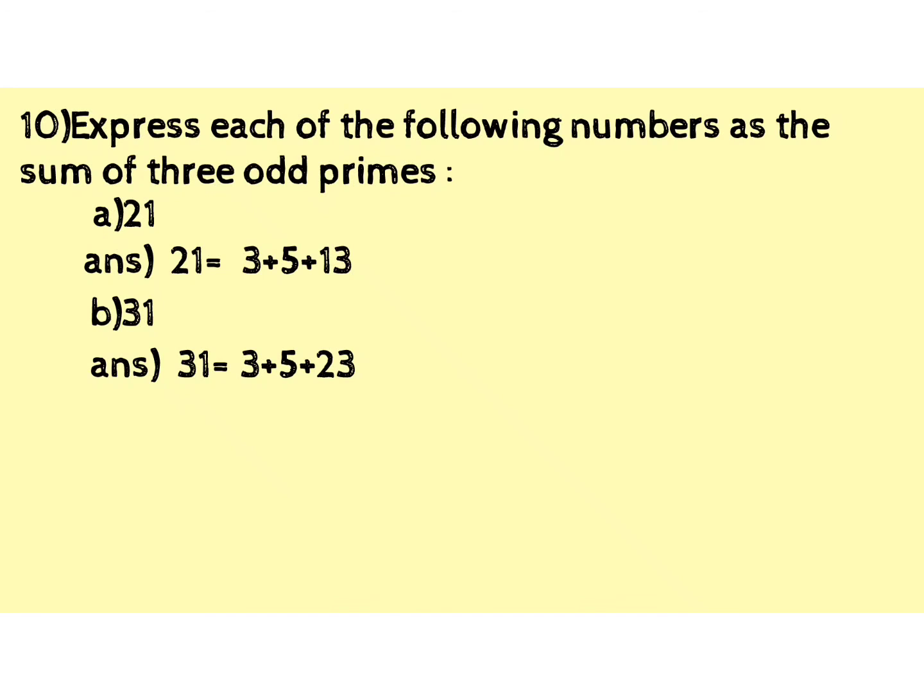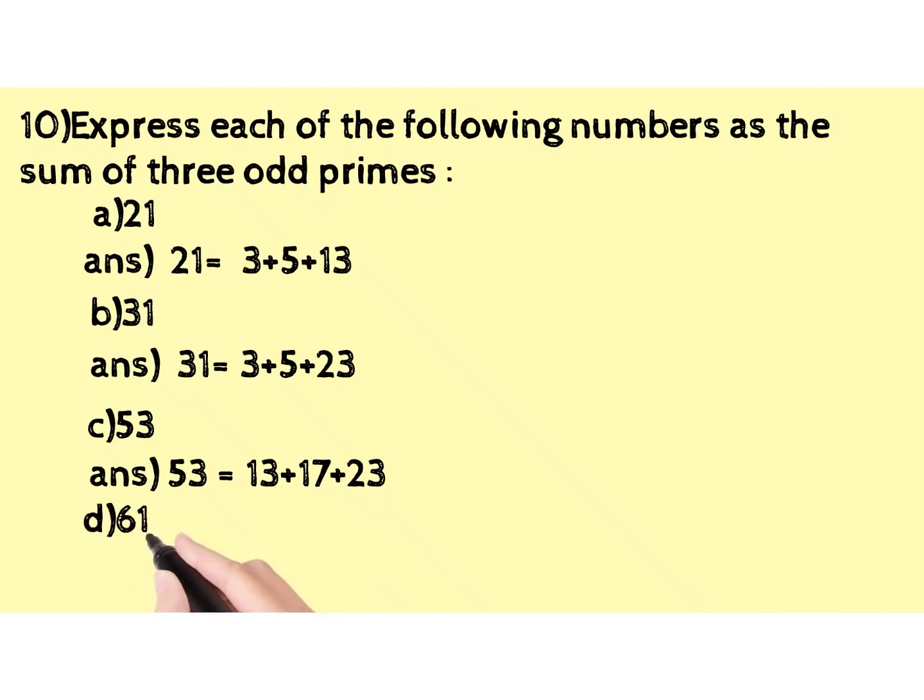Now C part, 53. 53 can be written as 13 plus 17 plus 23. 53 is equal to 13 plus 17 plus 23. These 3 are odd prime numbers. Now D part, 61. 61 can be written as 5 plus 3 plus 53. 61 is equal to 5 plus 3 plus 53. These are 3 odd prime numbers. Clear?